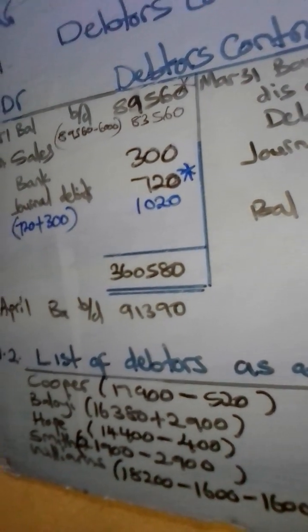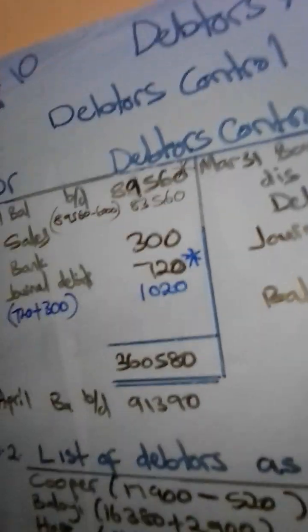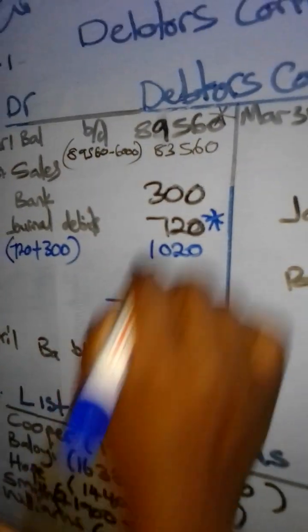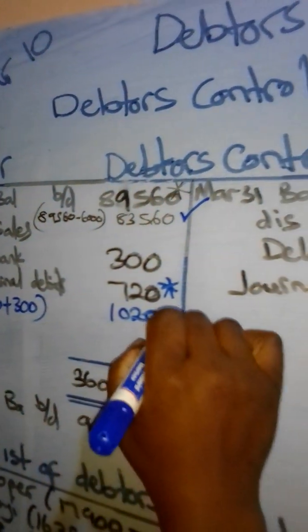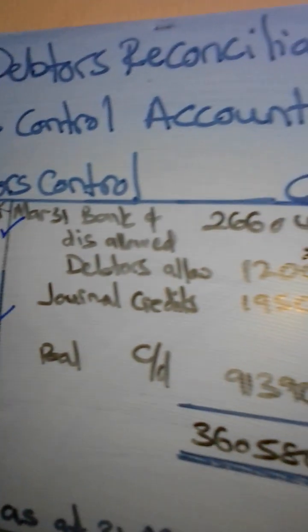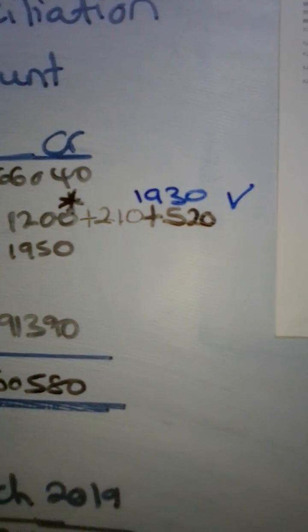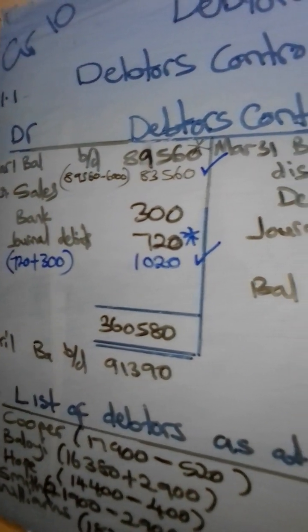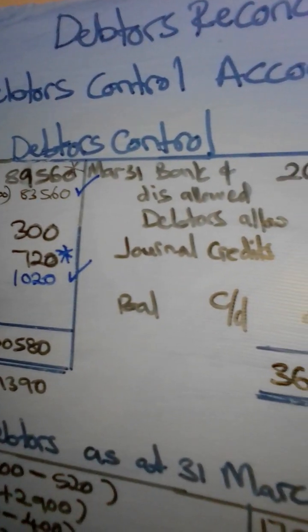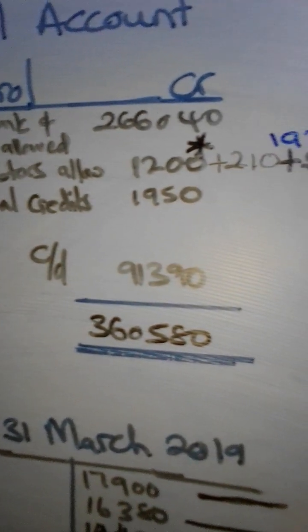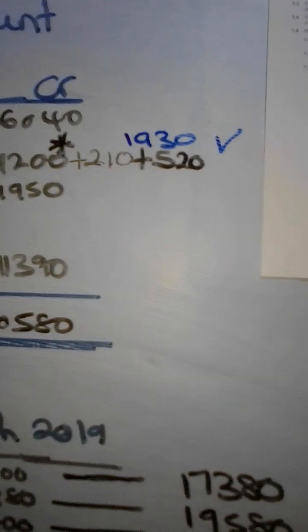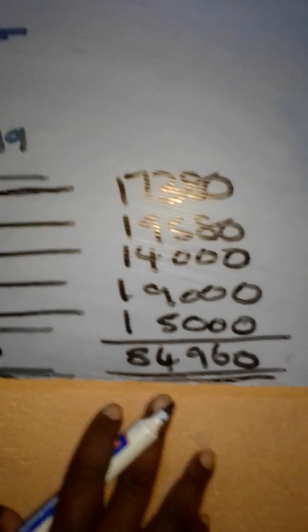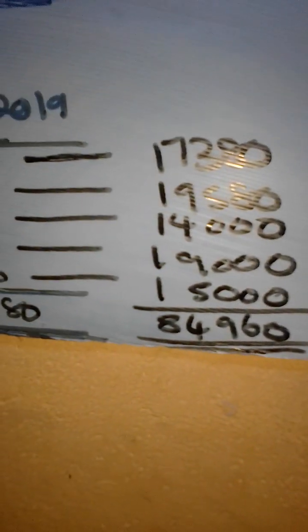Let's just check to see if everything that was supposed to be corrected has been corrected. We have corrected this. We have corrected our debtors allowances. Is there anything else that we're supposed to record? Let me just check. There is nothing else that we are supposed to correct there. Our list of debtors, we are done with it. We know that our total here is 84,960.